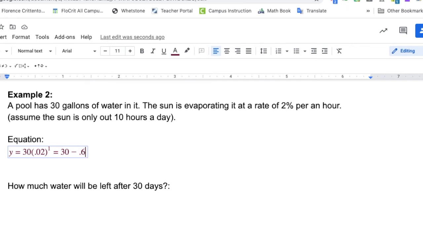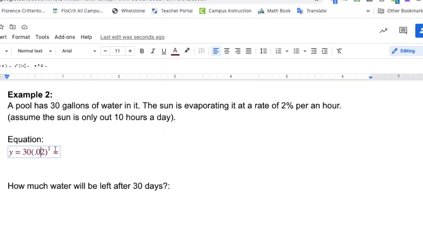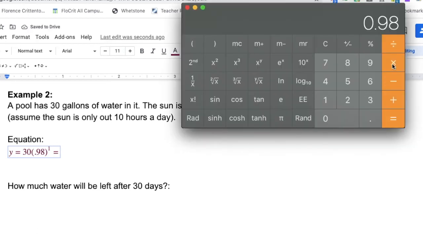So my multiplier is actually the whole 100% minus the 2% that's evaporating, to say that I'm going to be left with 98% each hour. So if I divide that by 100, I'd find out that my multiplier is 0.98. And now if I times that by 30, I'd see that after an hour I'm at 29.4 because the 0.6, the 2% got disappeared. It subtracted because you subtracted the percents here.